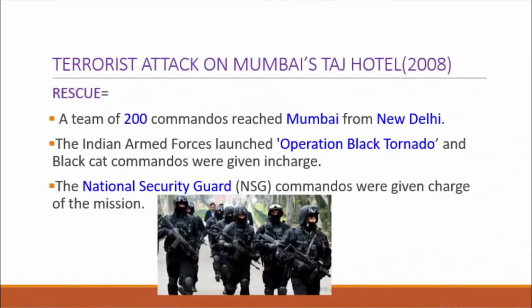So, how was the rescue done? A team of 200 commandos reached Mumbai from New Delhi. The Indian Armed Forces launched Operation Black Tornado and Black Cat commandos were put in charge. The NSG's commandos were given the charge of the mission. This was a huge attack caused by Pakistan, and the relationship between India and Pakistan got worse.